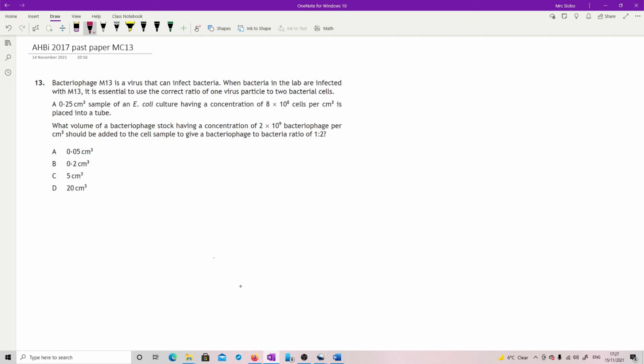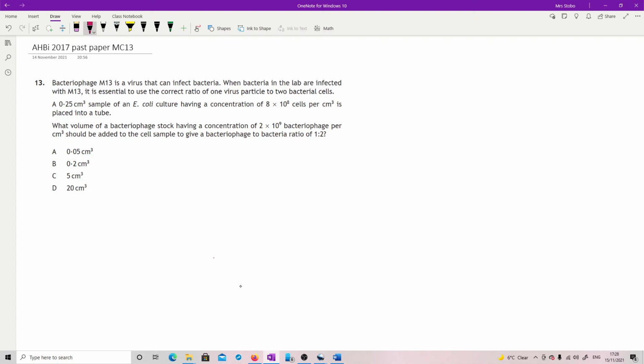Okay, question 13. Bacteriophage M13 is a virus that can infect bacteria. When bacteria in the lab are infected with M13, it is essential to use the correct ratio of 1 virus particle to 2 bacterial cells. A 0.25 cm³ sample of E. coli culture having a concentration of 8 × 10^8 cells per cm³ is placed in a tube. What volume of a bacteriophage stock having a concentration of 2 × 10^9 bacteriophage per cm³ should be added to the cell sample to give a bacteriophage to bacteria ratio of 1 to 2?